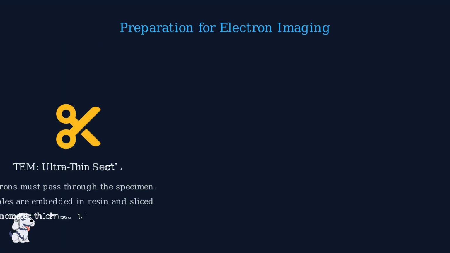Electron microscopy requires specialized preparation. For transmission electron microscopy, or TEM, the challenge is that electrons must penetrate the entire sample. To achieve this, biological specimens are embedded in hard plastic resin and sliced into extremely thin sections, often less than 100 nanometers thick, using a diamond blade on an instrument called an ultramicrotome.